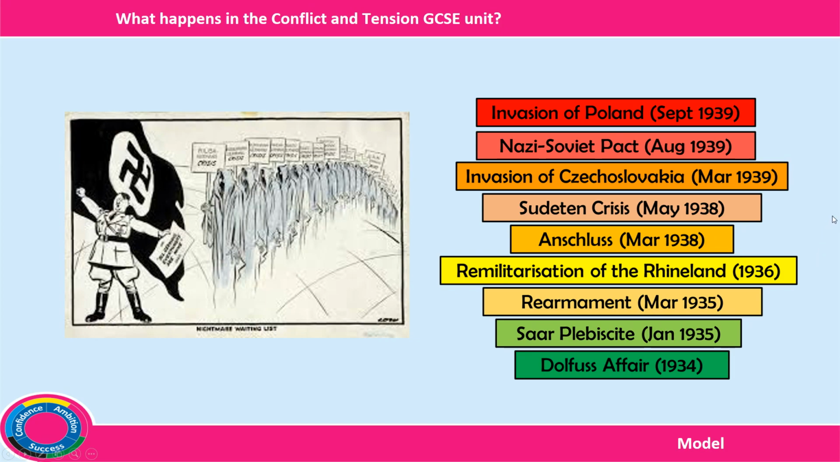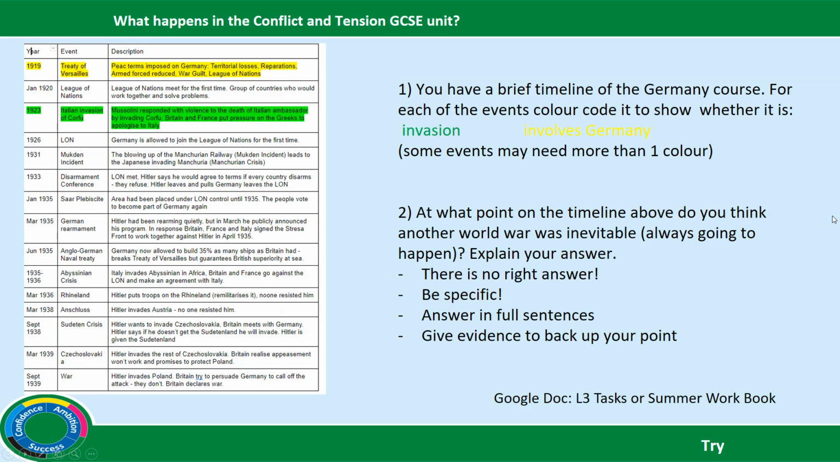So your tasks for this session. Again, we have a timeline for this course. For each of the events, you need to decide whether this event is to do with invasion or whether it involves Germany. Now, there are some events that will need more than one colour, others that will have no colour whatsoever. If you can't colour code using the highlighting tool, if you're doing it on the Google Doc, you can simply come up with your own key.